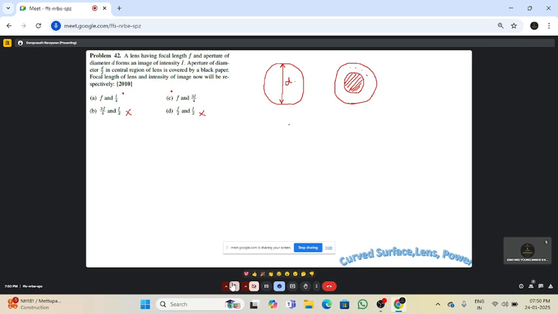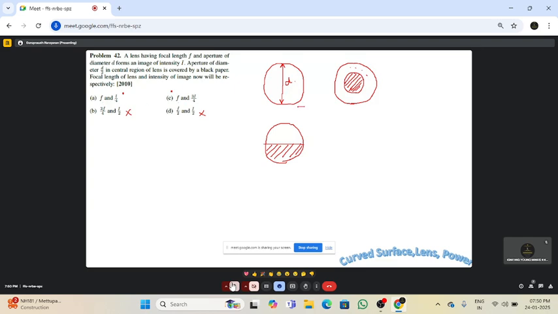Even if you take a lens and cover half of it, or even cover it fully, very often you must have seen this question. The focal length will remain the same, but the intensity will be reduced. This is the same question, the only thing is that instead of covering half, we cover d/2 with black paper. So these two are definitely wrong answers because focal length is the same. So let's see what the intensity will be.